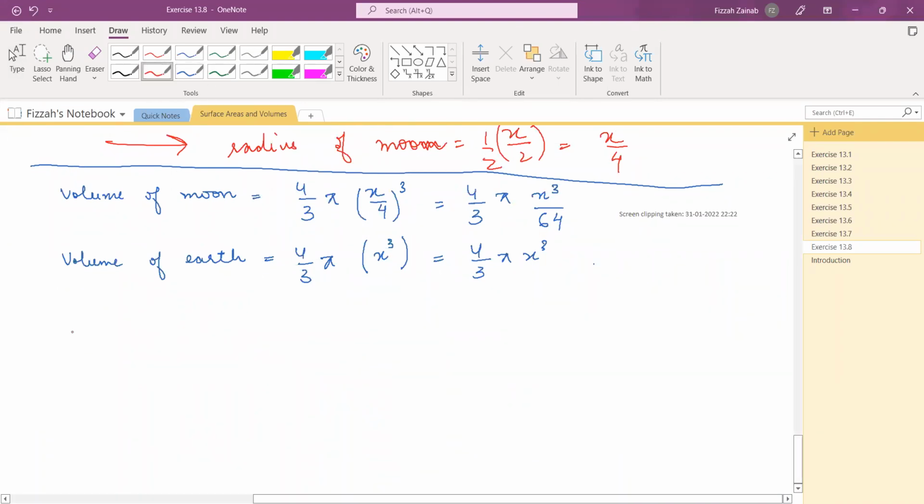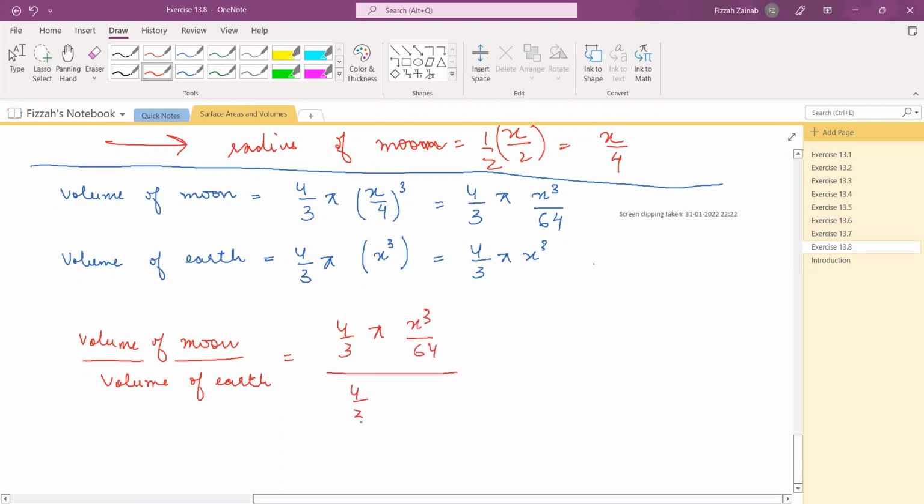So if I find it like this, volume of moon divided by volume of earth, what will I get? Here I have 4 upon 3 pi into x cube divided by 64, and here 4 upon 3 pi x cube, right? So this 4 upon 3 will cancel out. Pi and pi will get cancelled out. Similarly, the x cube and x cube will get cancelled out, right? So the 64 will come in the denominator. 1 upon 64 you will get here, right?